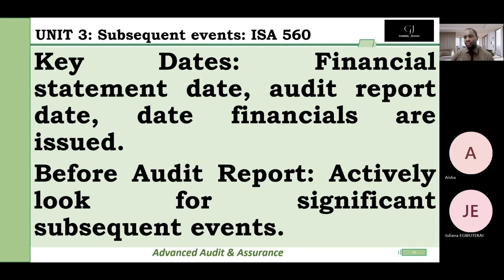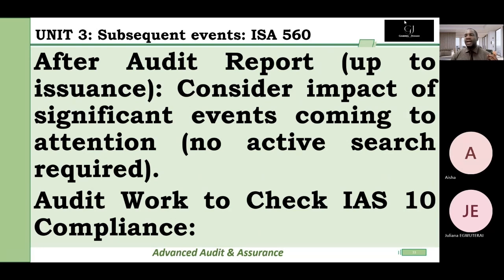Okay, so before the audit report, we need to actively look for significant subsequent events, like we've spoken to, litigation cases and many others. Maybe a major buy, a major acquisition, a major proposal, and anything that will significantly impact. So before the audit report is issued, we need to look out for significant subsequent events so that we can factor them in. And also after we've issued the audit report, and we're about to issue our opinion, we need to consider the impact of those significant events coming to our attention.